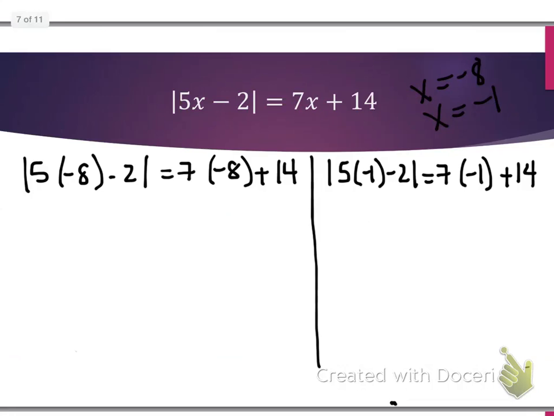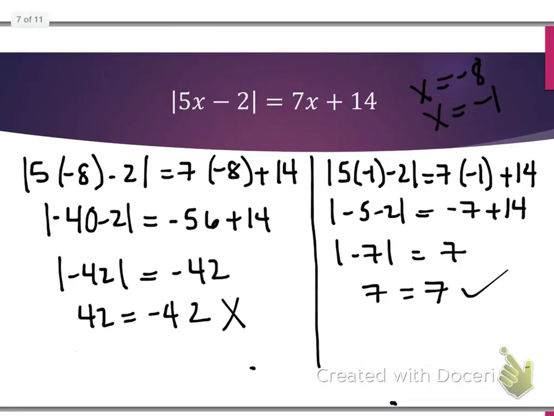I would pause the video, and I would suggest that you attempt to simplify on your own. I am going to pause and do it very quickly so that we can save some time here. So I'm going to simplify both sides to get our answers, so that you can see the -8 is the extraneous one, because 42 does not equal -42.